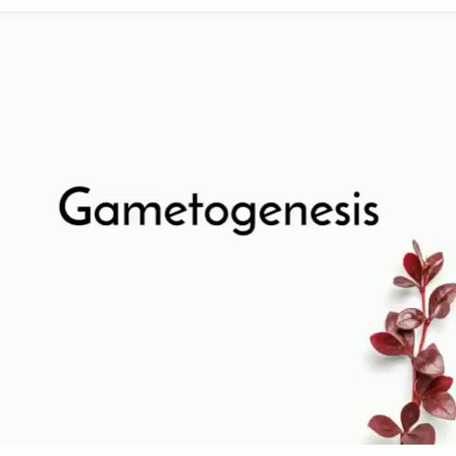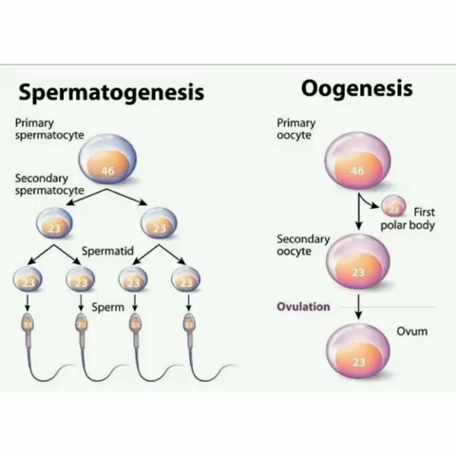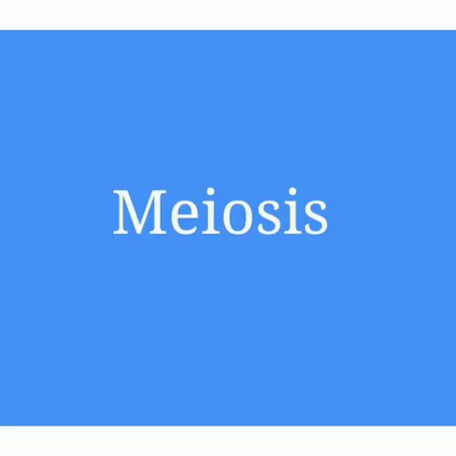Next, we move on to the chapter Gametogenesis. Gametogenesis is the process of formation of gametes, that is, sperms and ovum, from the primary sex organs in all sexually reproducing organisms. Meiosis plays a significant role in the process of gametogenesis.